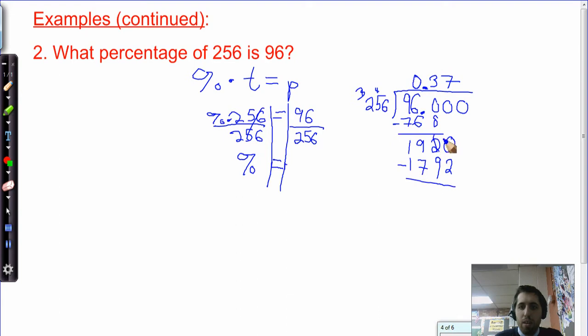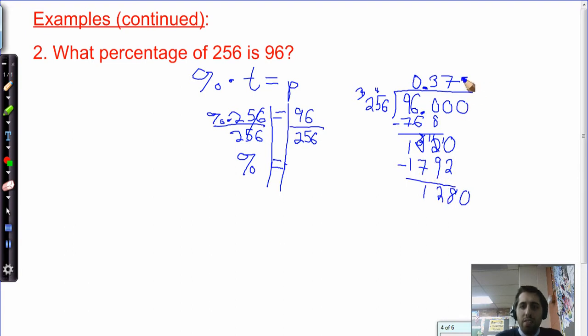We'll regroup. 2 from 10 is 8. 9 from 11 is 2. And 7 from 8 is 1. Bring down that last 0. 256 into 1,280. That's probably 2 less than this.